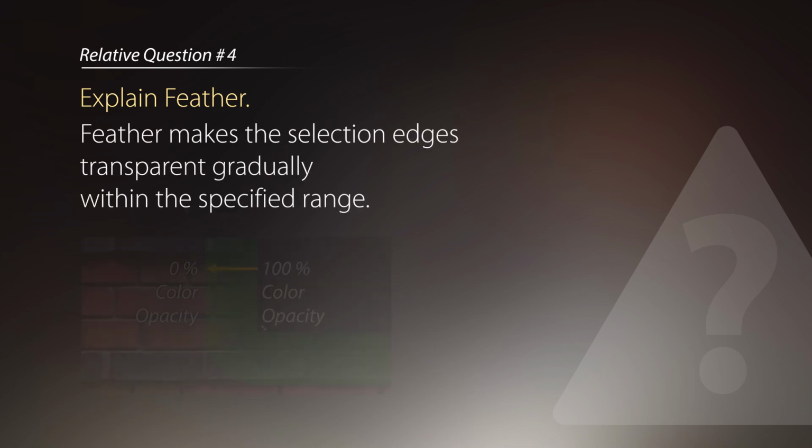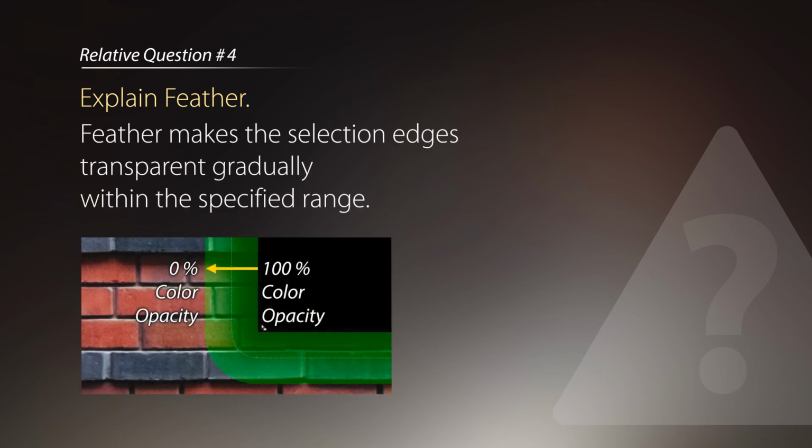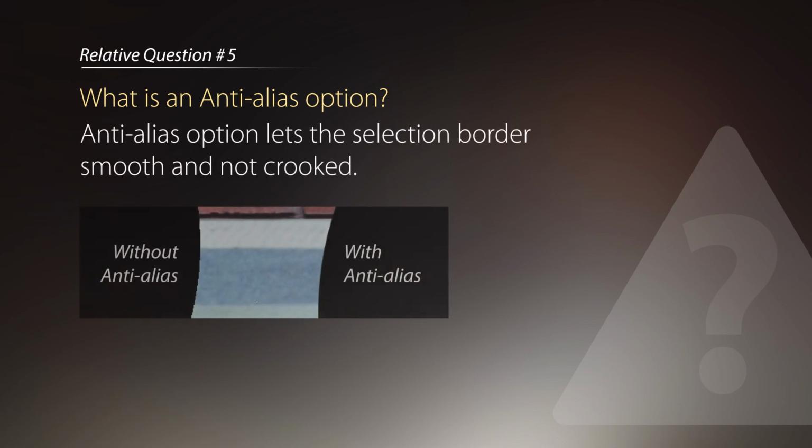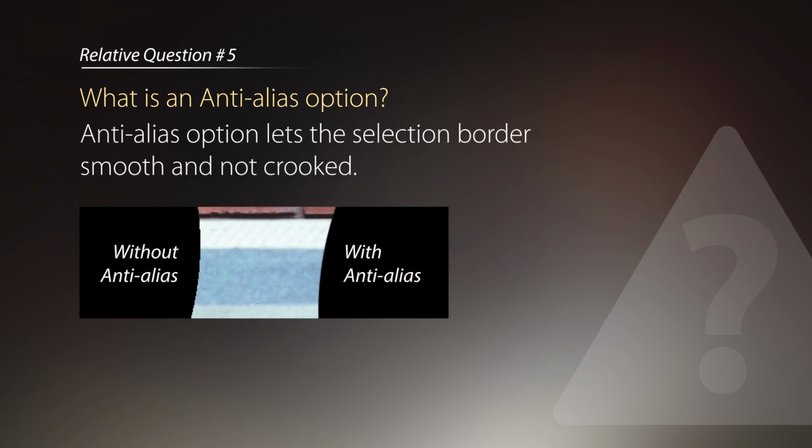The next question is, explain Feather. Feather makes the selection edges transparent gradually within the specified range. Now, next question is, what is an Anti-Alias option? So, Anti-Alias option lets the selection border smooth and not crooked.